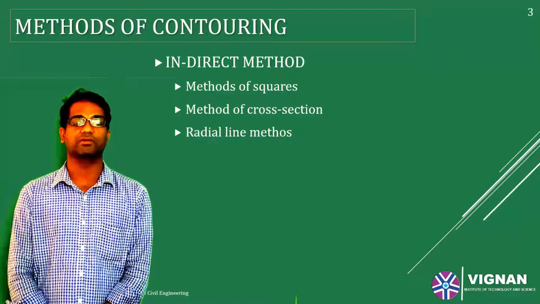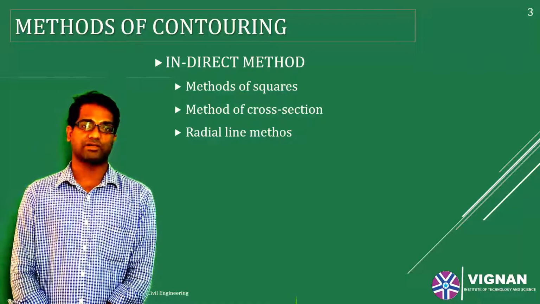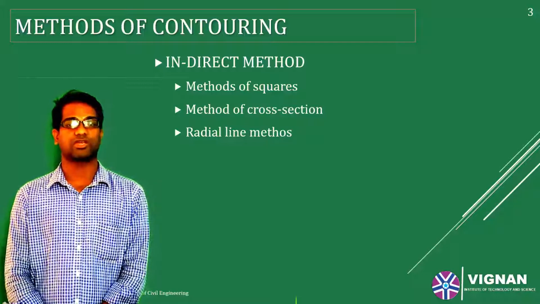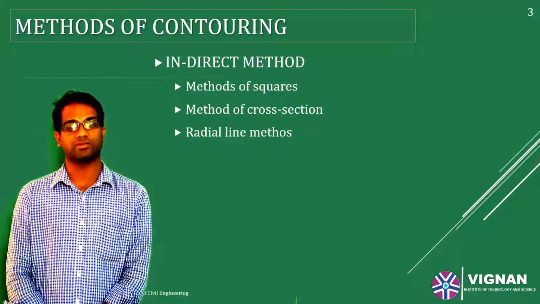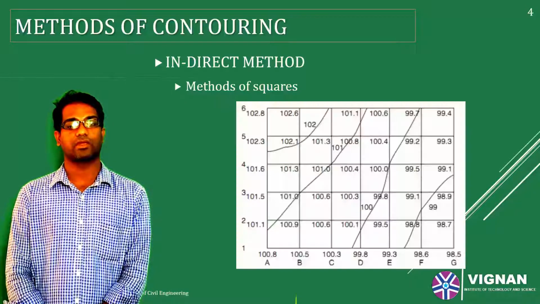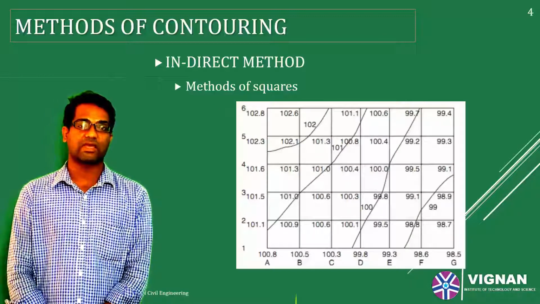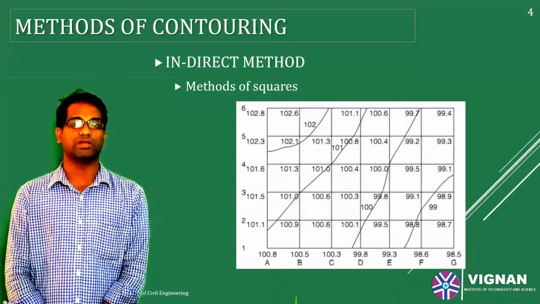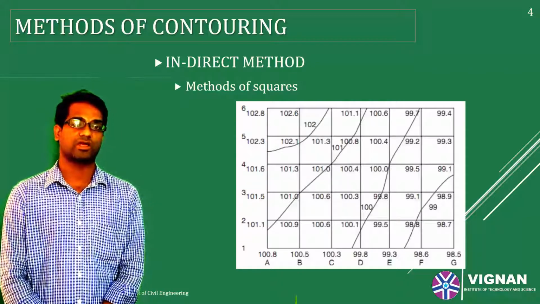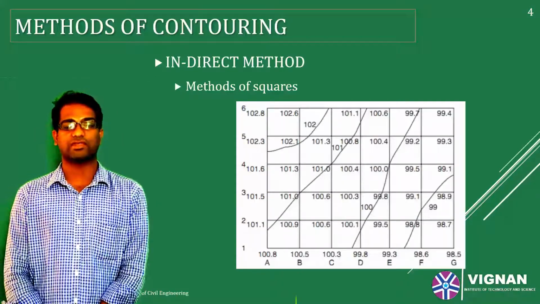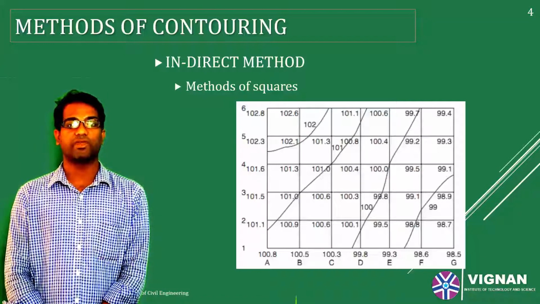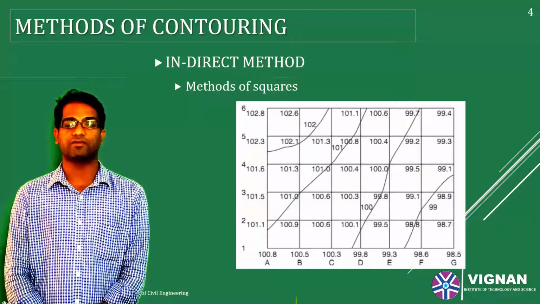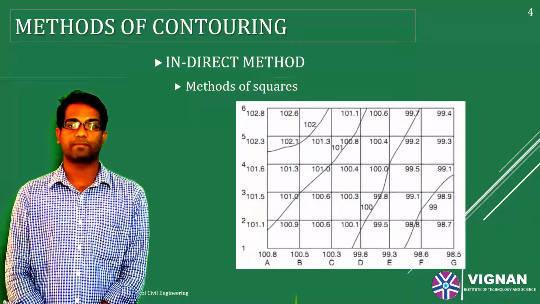In the direct method, we have three methods: method of squares, method of cross section, and radial line method. In the method of squares, the entire area is divided into grid lines, as I have shown in my figure. You can see there I have got how many vertical lines? 1, 2, 3, 4, 5, 6 and 7.